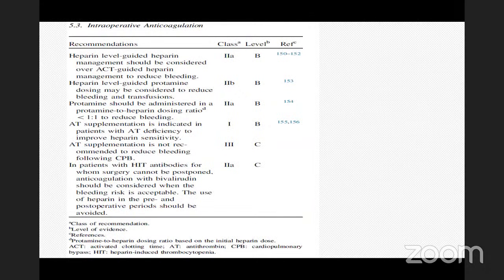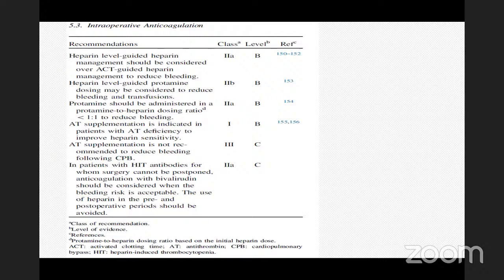So for perioperative anticoagulation, heparin level guided heparin management should be considered over ACT guided heparin. This is class 2A, level B. Heparin level guided protamine dosing may be considered to reduce bleeding and transfusion. This is class 2B, level B. Protamine should be administered at a protamine to heparin dosing ratio of less than 1 to 1 to reduce bleeding. This is class 2A, level B.